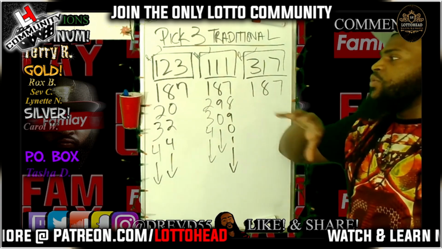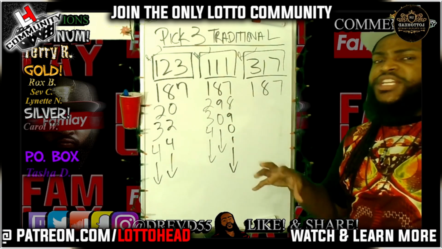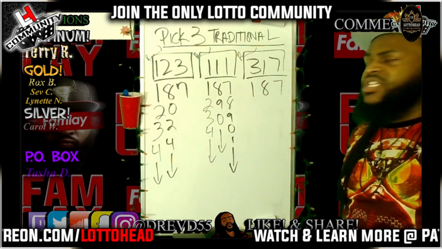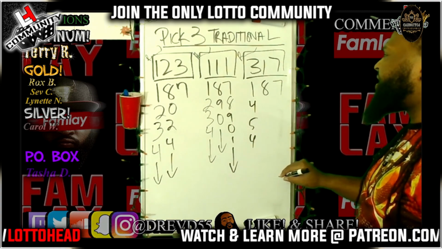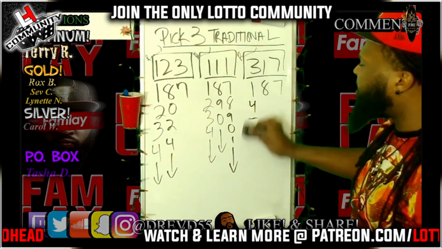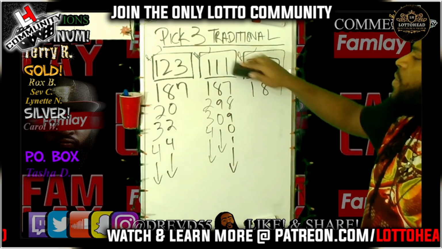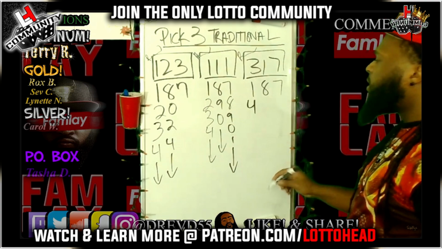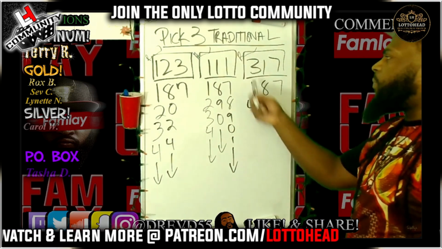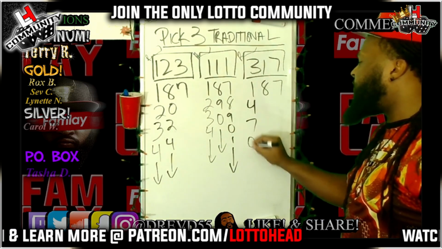Like I said, start to use your traditional rundowns and you'll see exactly what I'm talking about. Now 317, you just go 4, 5, 6, same thing. Well, excuse me, what am I doing? I'm still thinking 111. 317: 3 plus 1 gives you 4. 4 plus 3 gives you 7. 7 plus 3 gives you 0, and so forth.